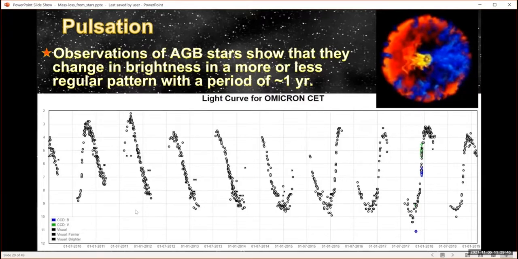Mira is the archetypical AGB star. On the x-axis, we have dates. So this is the 1st of January 2011. This is the 1st of January 2012. So each of these is 6 months. And here you've got the brightness in magnitudes. Above about 6, it's visible.